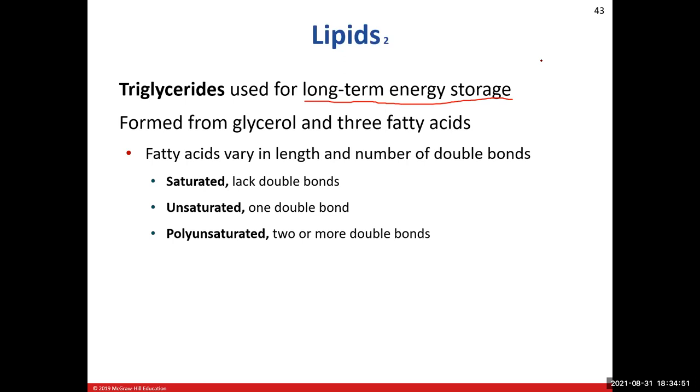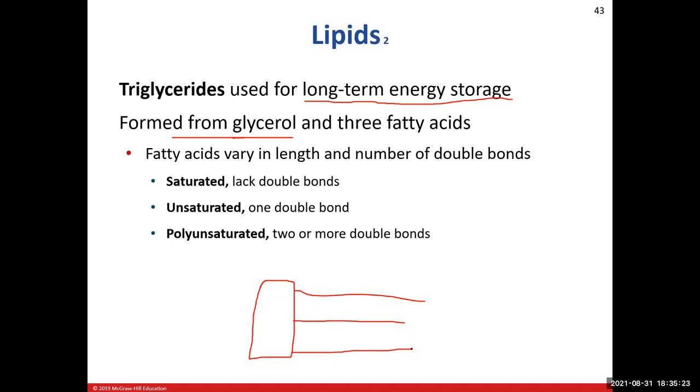Basically, what a triglyceride is, I'll show you in the next slide, is it has this glycerol backbone. I'm going to represent it with this rectangle here. And then it has three fatty acid chains attached to it. These fatty acid chains are basically a bunch of carbons attached to each other, and off of those carbons you'll see a lot of hydrogens hanging off. And they can vary in length.